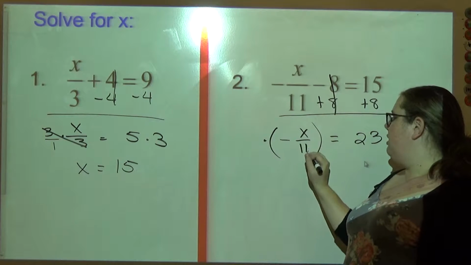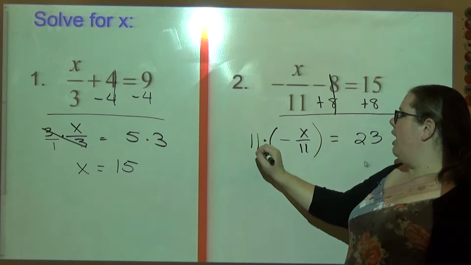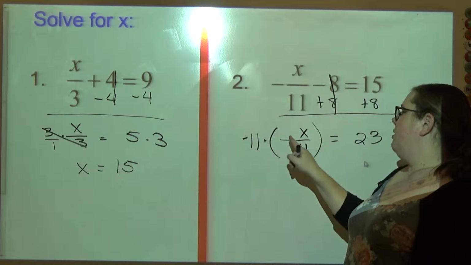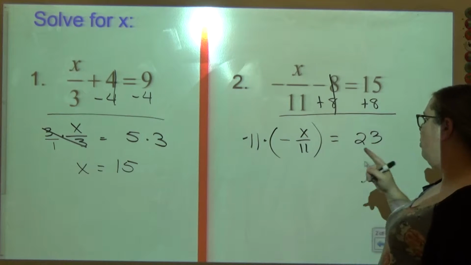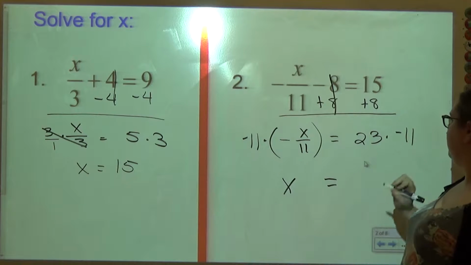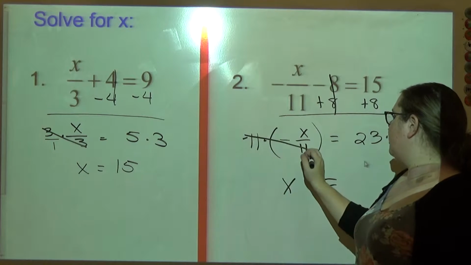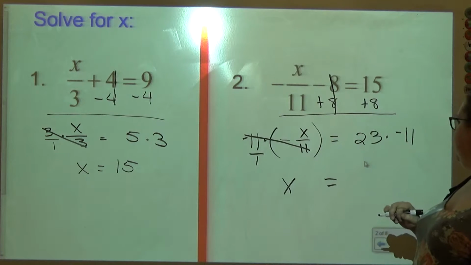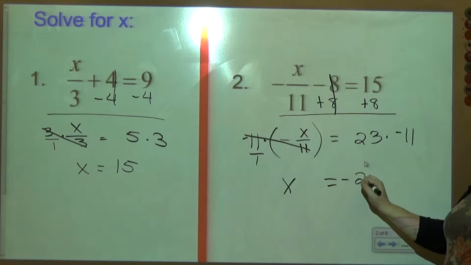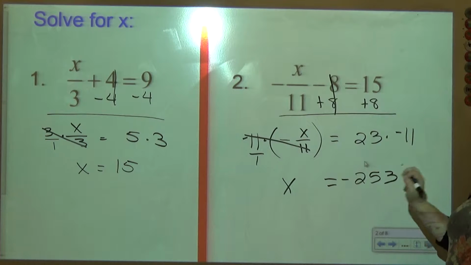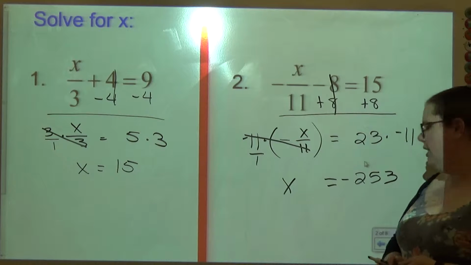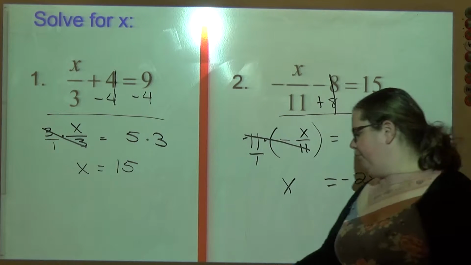So it's dividing by 11, I have to multiply, but I have to multiply by negative 11 because a negative times a negative is a positive. We want that to be a positive x in the end, so times negative 11. Now those cancel out. Again, you can put it over 1 if it's helpful. 23 times negative 11 is negative 253. So that's the type that you've learned. There's another method to solving these that I'm going to show you though.